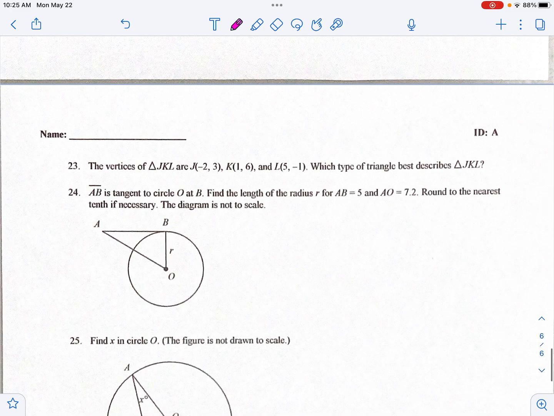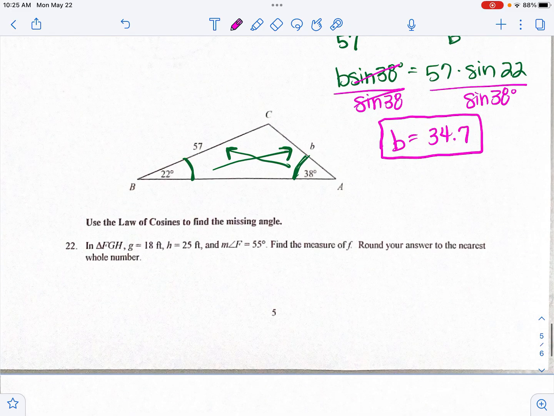All right, 22. Okay, this is a typo. I know it says find the missing angle. It should not say that. We're actually finding the missing side here, you can see. So it should just say use the law of cosines to find the missing value. So we are not looking for an angle in this one. We are looking for a side.